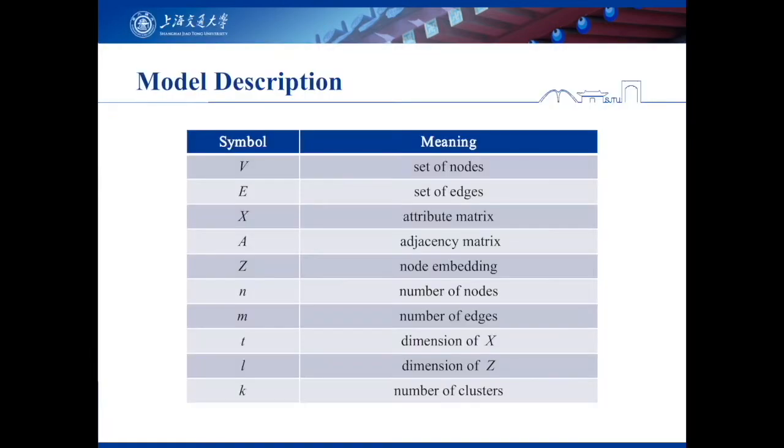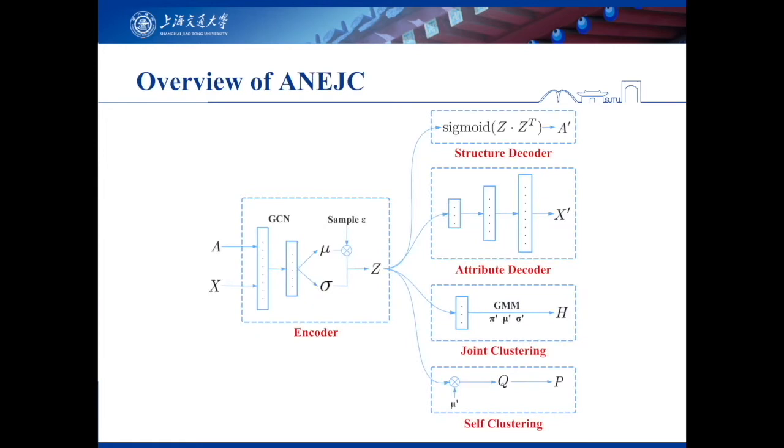The next part is the model description. Here is a table of symbols which explains their meanings in the following parts. Then, here's the architecture of ANEJC, which is mainly divided into the following three parts: variational graph autoencoder, joint clustering of representation and network, and self-clustering.